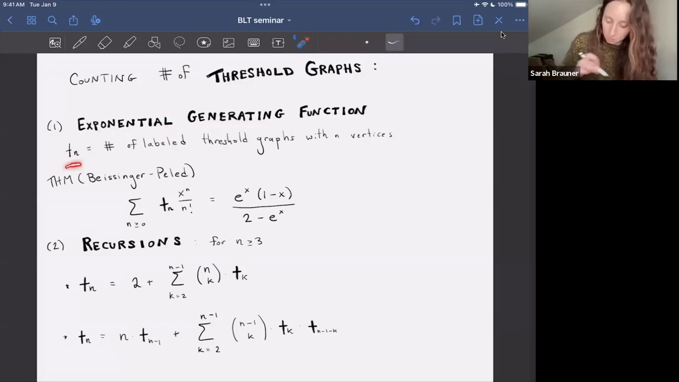So if I let Tn be the number of labeled threshold graphs, a work of Bissinger and Peled proves that the threshold graphs have this exponential generating function expression. Okay. And then there are also two well-known recursions for these threshold graphs. So here are two recursive ways of getting the number of labeled threshold graphs.